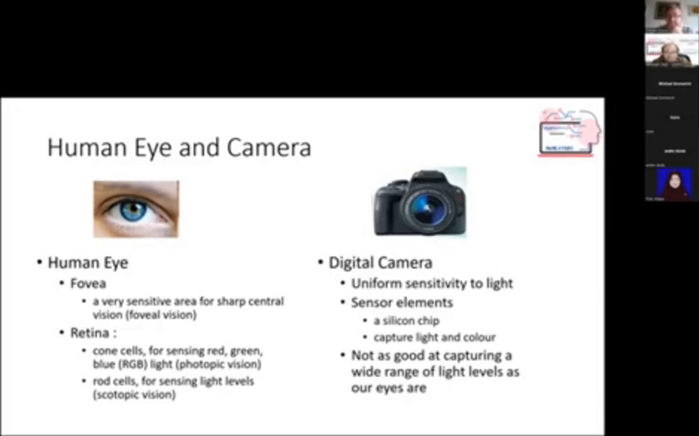Light's intensity and color are picked up by RGB sensors, elements on a silicon chip, but they aren't as good at capturing a wide range of light levels as our eyes are. Typically, a modern digital camera can automatically tune its exposure to either bright or dark scenes, but it might lose some detail. For example, when it is tuned for dark exposure, any bright objects might look like white blobs.